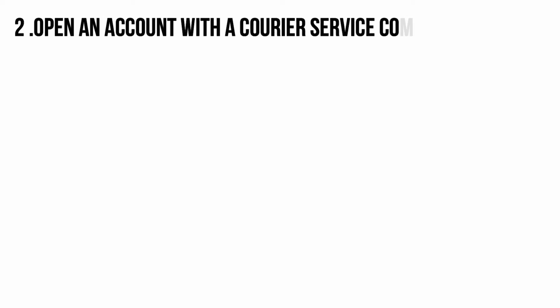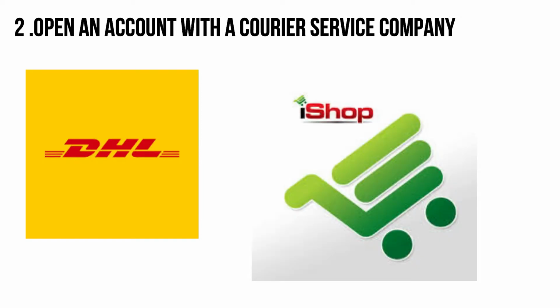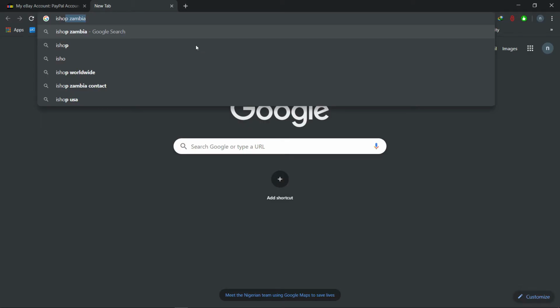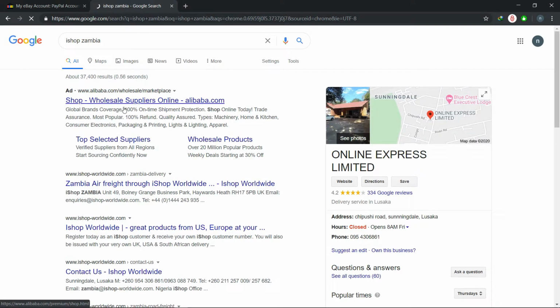So the next step is opening an account with a courier service company like DHL or iShop. I'm going to use iShop in this video because it's really easy to set up an account with iShop and it's also really easy to track your items, and I think they're also very professional. So I'm going to use iShop for this tutorial. To open an account with iShop, search for iShop Zambia on Google, click on the first link and you'll be redirected to their main website.